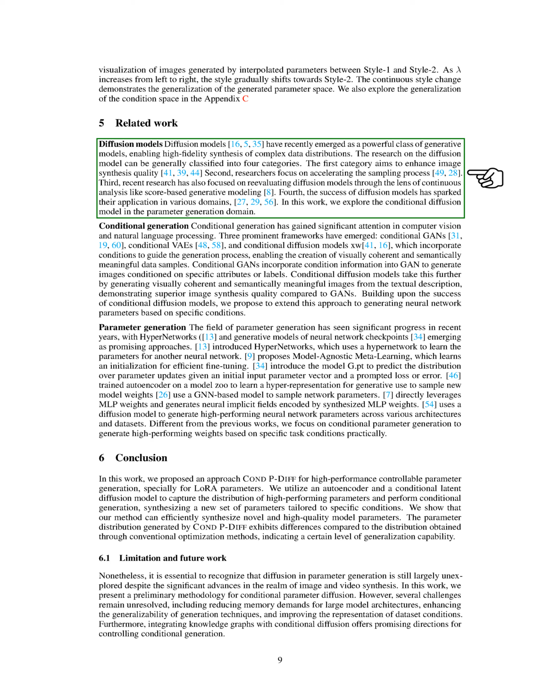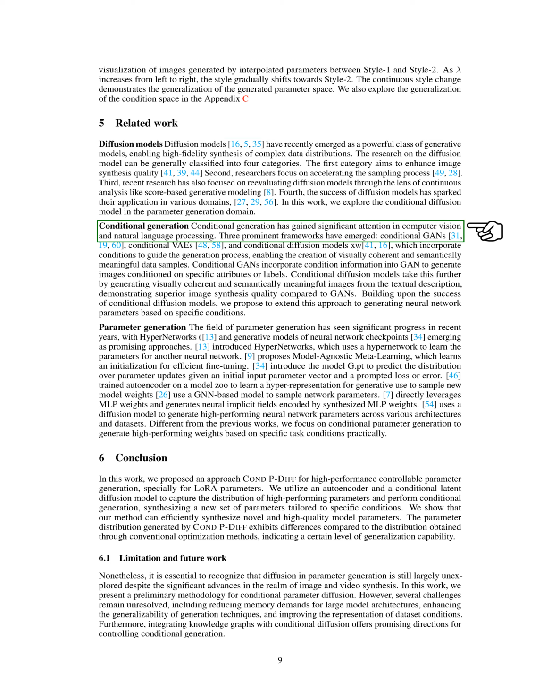Third, there is a growing interest in re-evaluating diffusion models using continuous analysis methods, like score-based generative modeling. Lastly, the success of diffusion models has led to their application in various fields. We specifically explore conditional diffusion models in the context of generating parameters. Conditional generation has gained traction in both computer vision and natural language processing, leading to 3 key frameworks: conditional GANs, conditional VAEs, and conditional diffusion models.